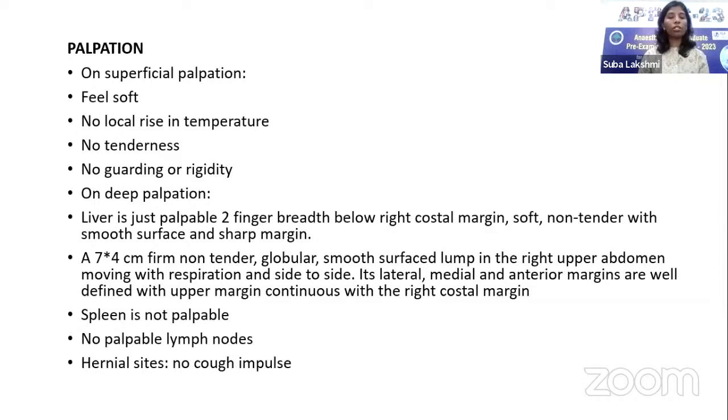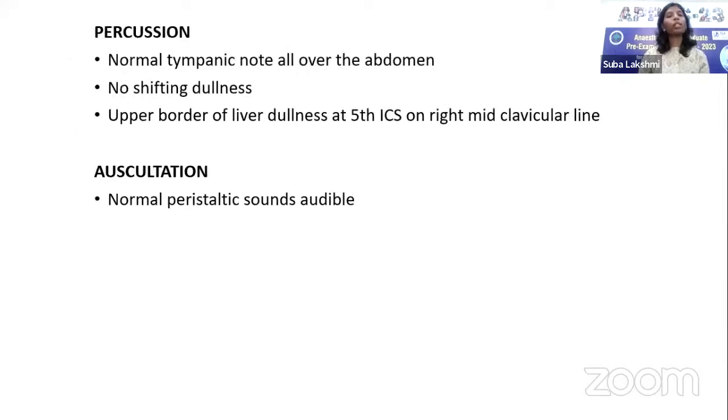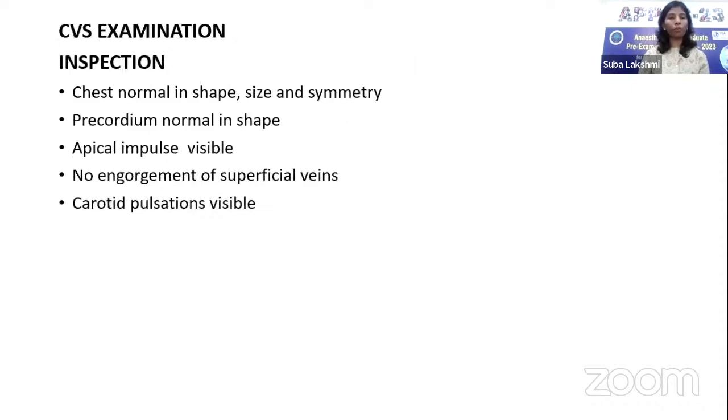Spleen is not palpable, no palpable lymph nodes. Hernia sites, no cough impulse. On percussion, normal tympanic note all over the abdomen, no shifting dullness. Upper border of liver dullness at 5th intercostal space on right clavicular line. Auscultation, normal peristaltic sounds audible.